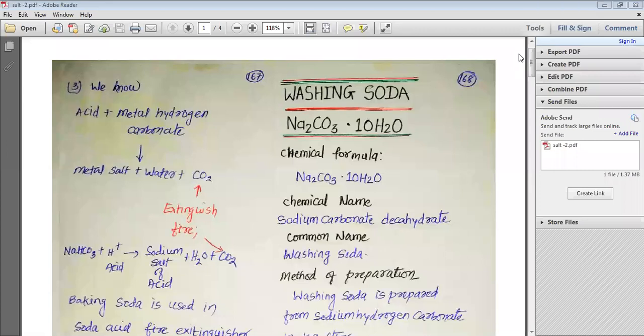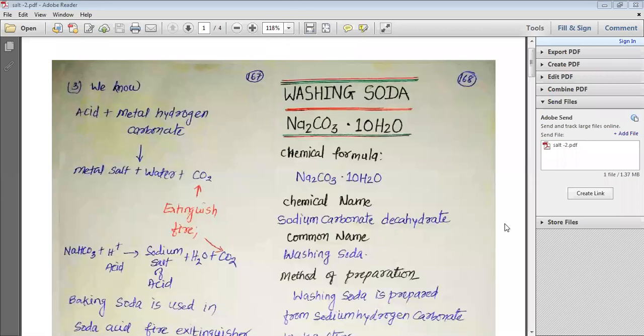Just read the left side. Is it written acid plus metal? What is the page number that you can see? 167. Okay. So we have studied about a few uses of washing soda and baking soda.